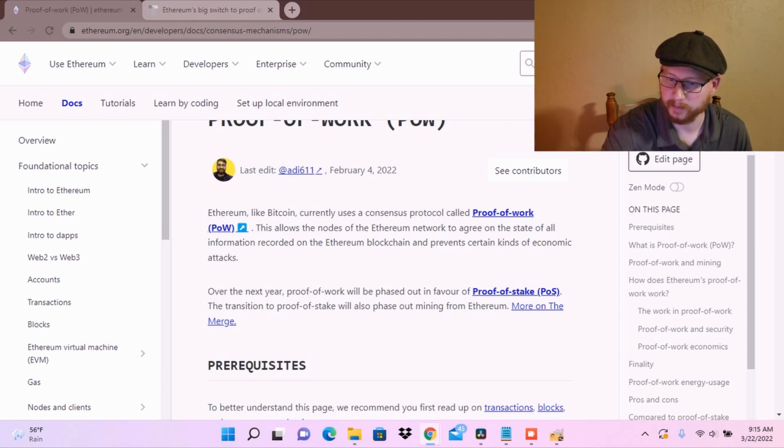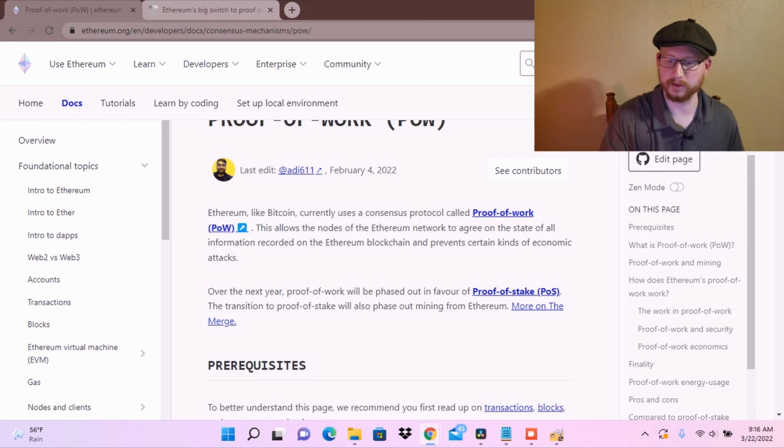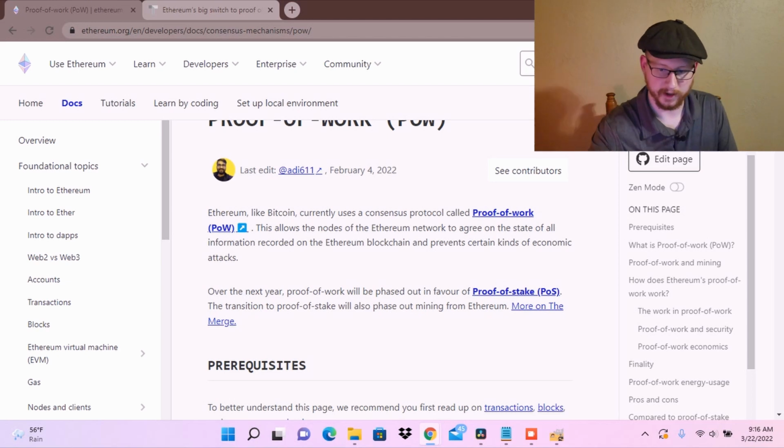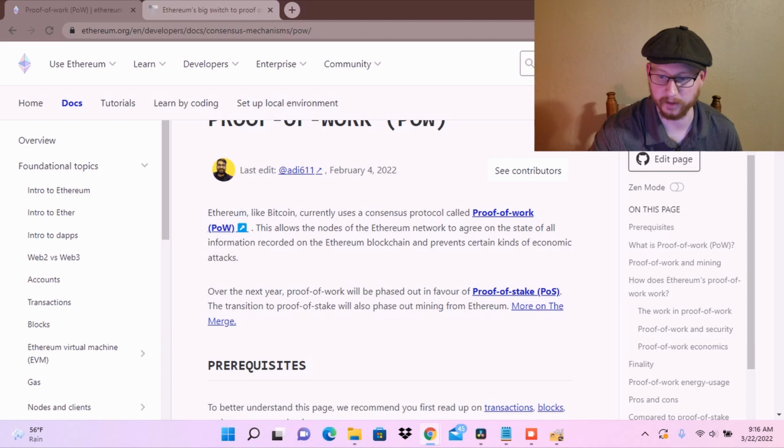It is important to remember that initially, the beacon chain shipped separately from the mainnet. The chain we use today, Ethereum, continues to be secured by proof of work. Ethereum, like Bitcoin, currently uses a consensus protocol, proof of work, that allows nodes of the Ethereum network to agree on the state of all information recorded on the Ethereum blockchain and prevents certain kinds of economic attacks. Over the years, proof of work has been phased out in favor of proof of stake.